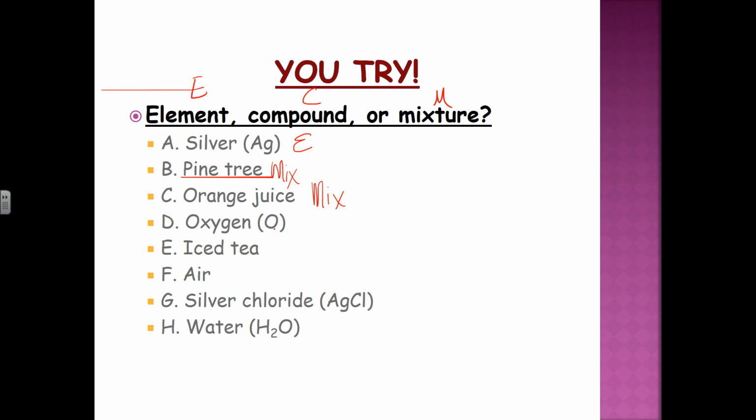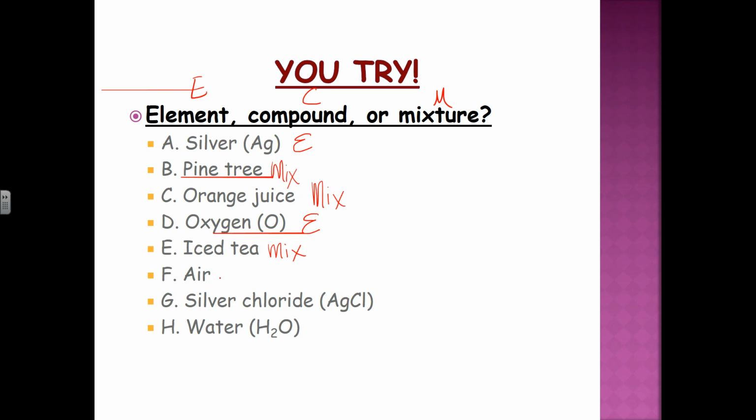Oxygen. Now oxygen has its own little spot on the periodic table, so it's an element. Iced tea. Iced tea, hopefully you said that was a mixture. If you think about a glass of iced tea, if you make tea at home, when you brew it, you're going to have water in it. You're going to steep the tea in it, and you might even have a sweetener like maybe sucralose or even sugar in it. So it's a mixture of different compounds.